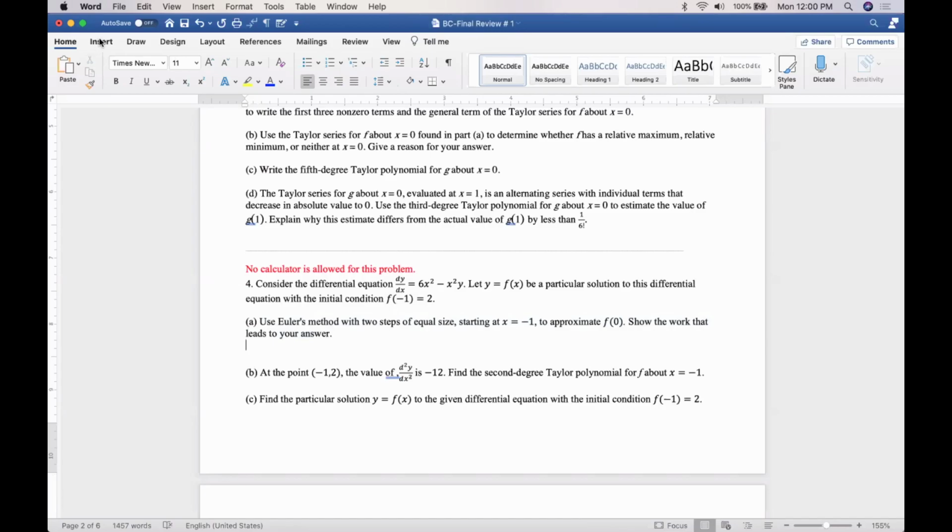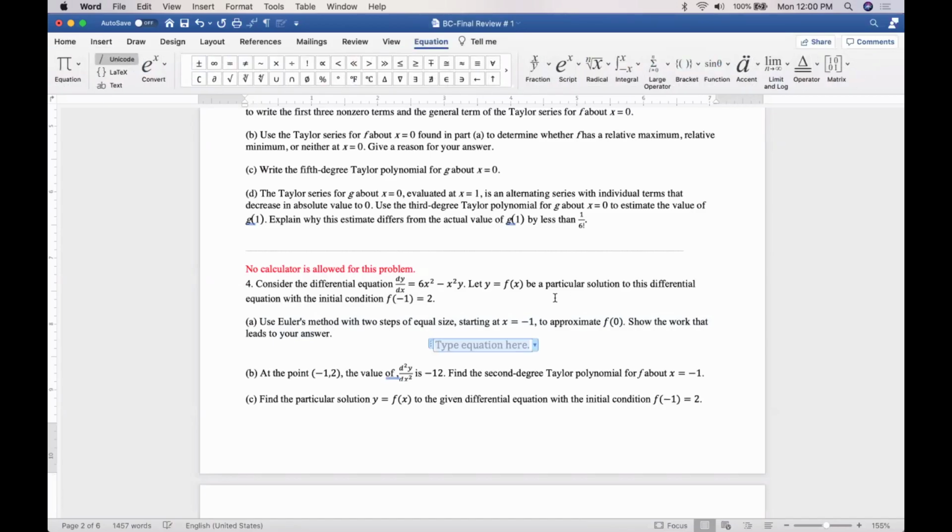Anybody remember the formula that we use for Euler? It's f of b equals f prime of a times delta x plus f of a. Please write it somewhere, have it in front of you. If you have to use it, use it. So you don't have to even memorize.